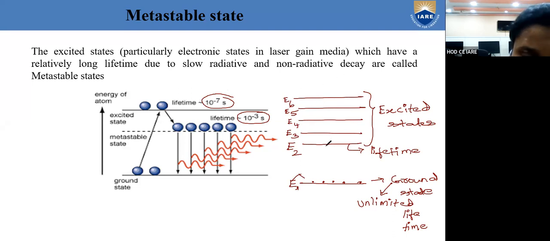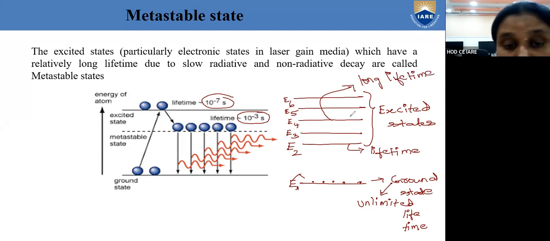Of all these excited states, there will exist one excited state whose lifetime will be more compared to the other excited states. This excited state lifetime is more. So the excited state whose lifetime is more is called the metastable state. What is a metastable state? Metastable state is the excited state which has got a long lifetime.